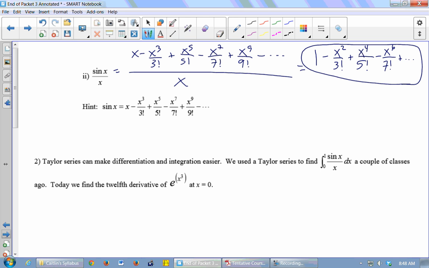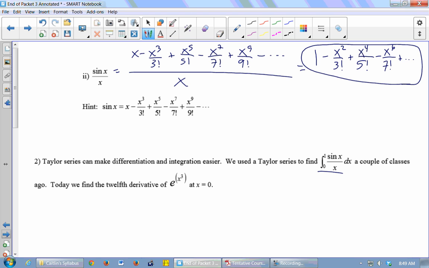One of the huge reasons that we teach Taylor series in Calc 2 rather than Calc 1, even though you could do it in Calc 1 because it just involves derivatives, is that it makes integration easier, right? Differentiation, but also integration, because finding antiderivatives is hard. A few classes ago, we used a Taylor series to find the integral from 0 to 1 of sine x over x. And I think in this particular class, we actually didn't finish that. So maybe I'll do that first, and then we'll come back to the other thing.